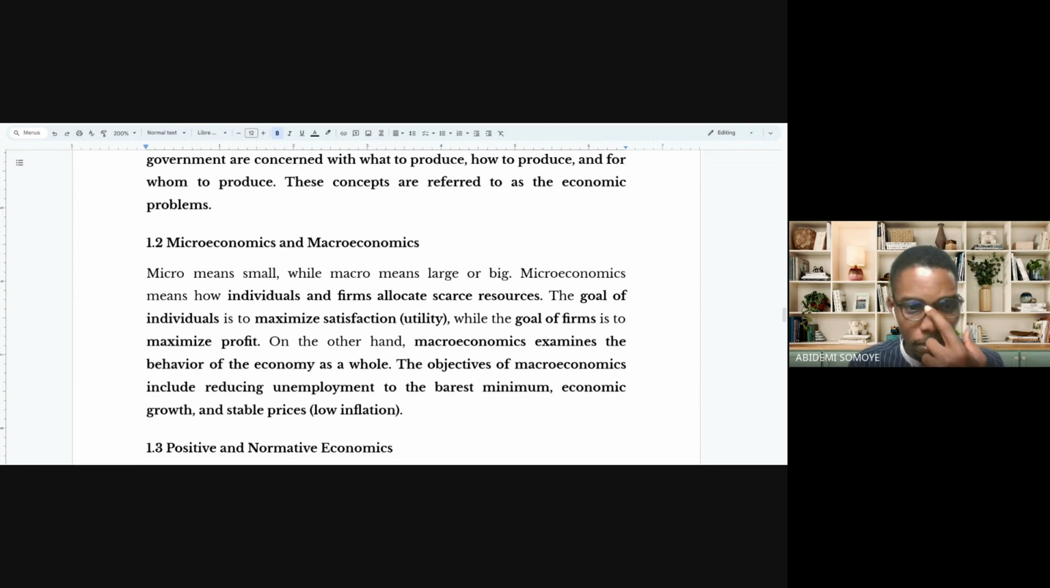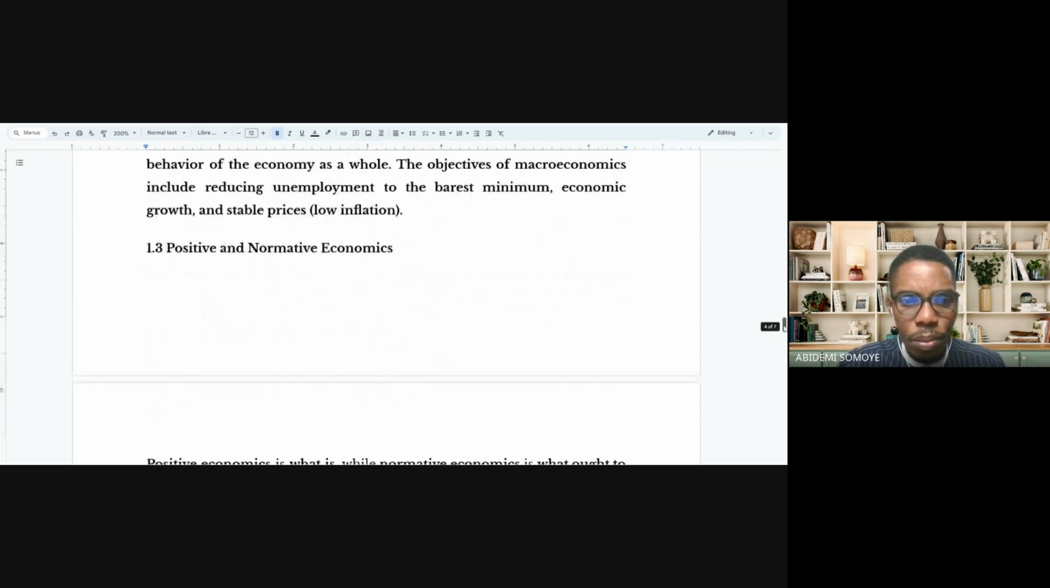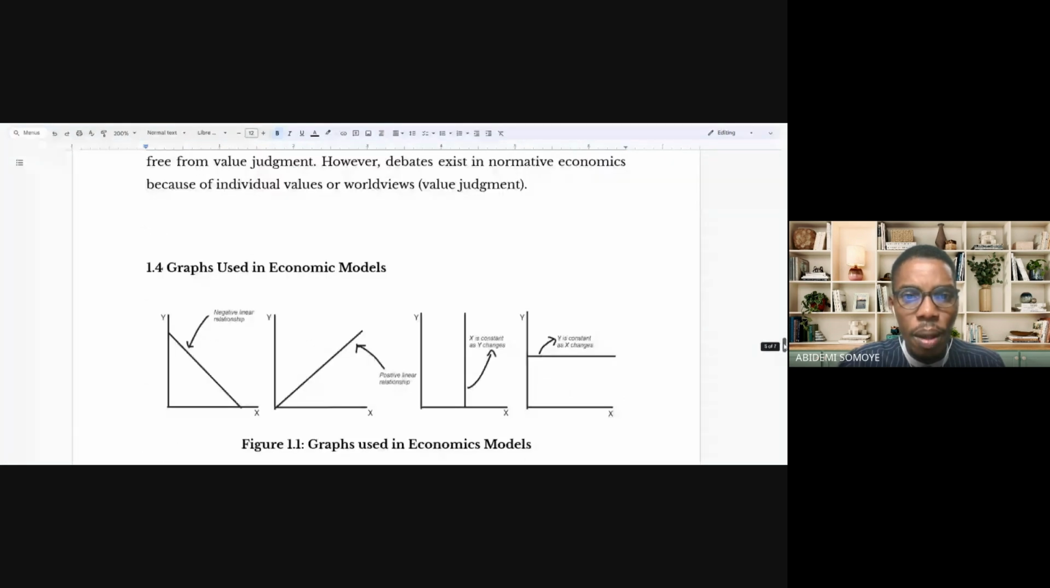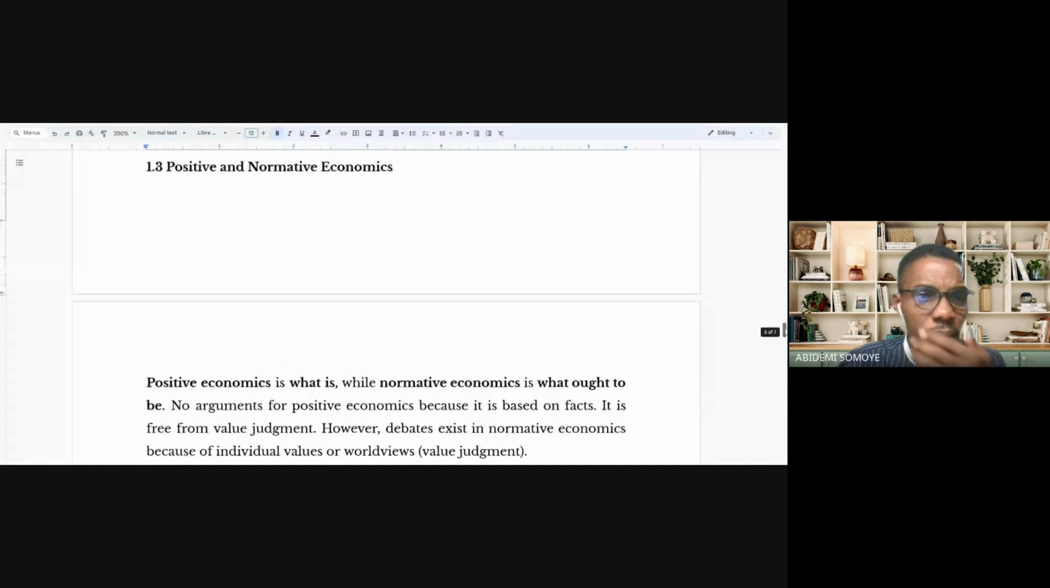All right. Under economics, I'll also talk about positive and normative economics. Positive economics deals with what is, while normative economics is what ought to be. Positive economics, for example, if I say inflation is, unemployment is, is based on facts. We usually say it's free from value judgment. While normative economics is what ought to be.